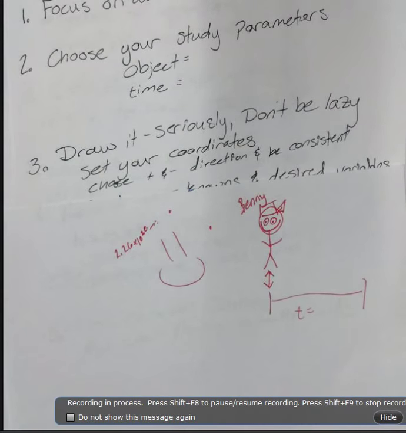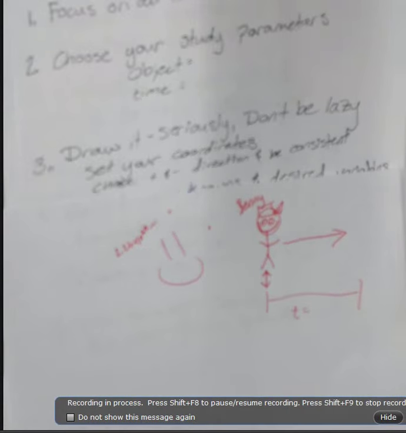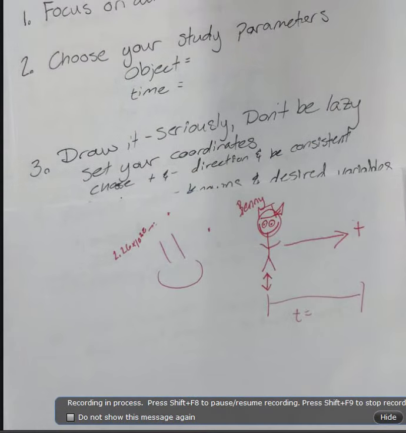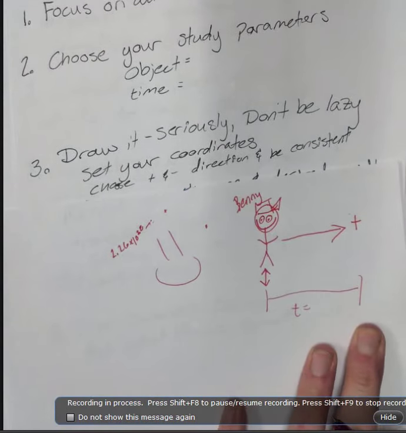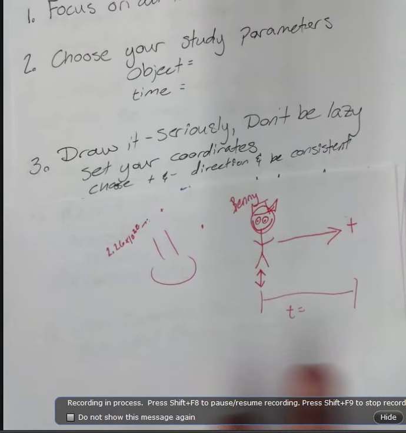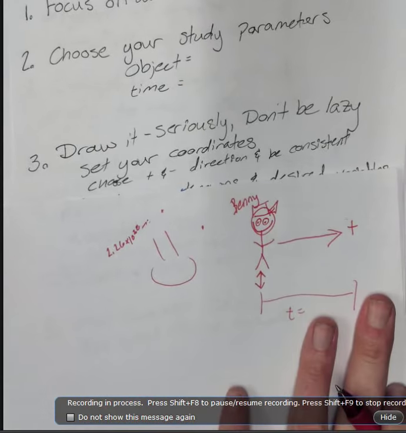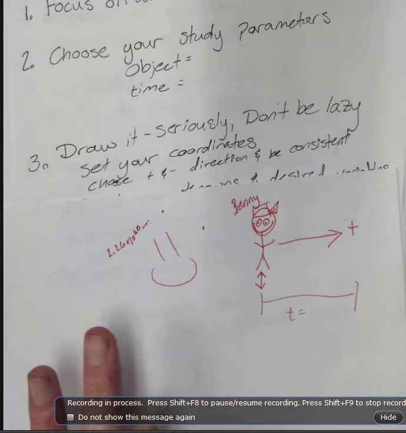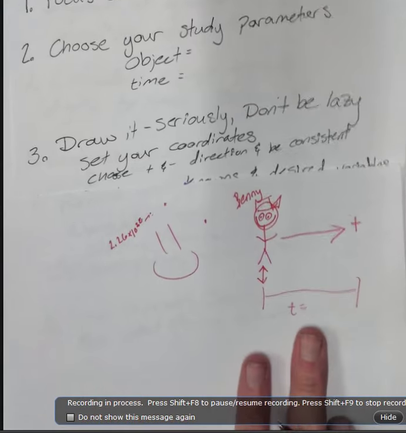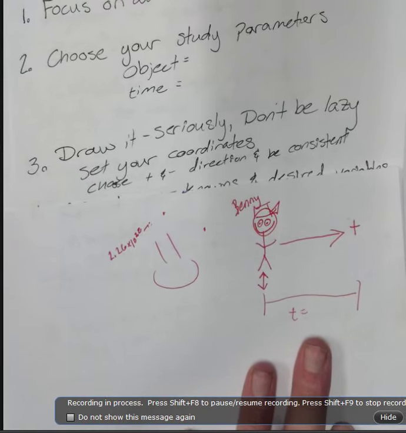Don't be lazy. Set your coordinates. Benny is traveling this way. I've decided that this way is the positive direction. Right? I have established my time parameters. So I have established which direction's positive, which direction's negative. I can be consistent with that now. Every time Benny moves to the right, Benny is moving in the positive direction. Every time Benny is moving to the left, Benny is moving in the negative direction. I can establish what time frame I am analyzing. And I can make sure, because I have it written down to refer to, that I am being consistent.